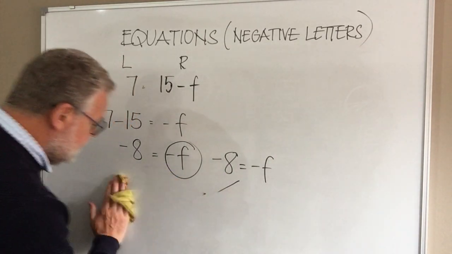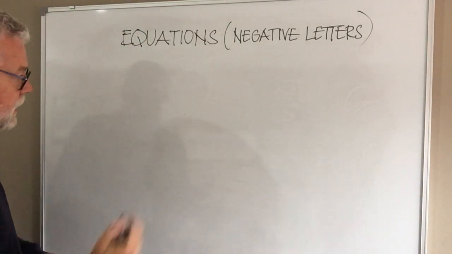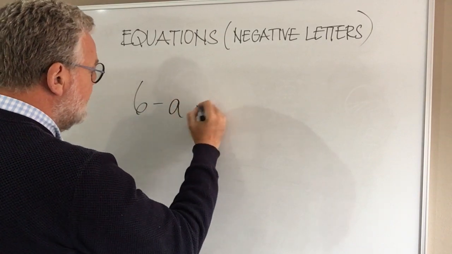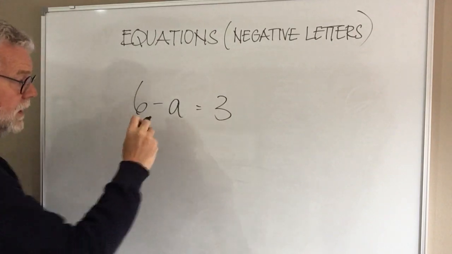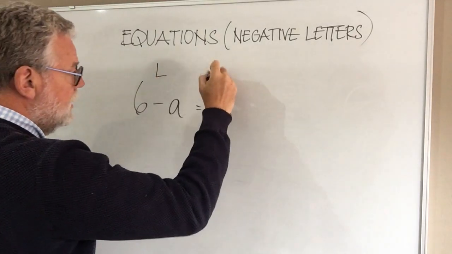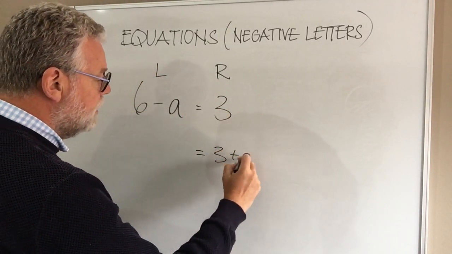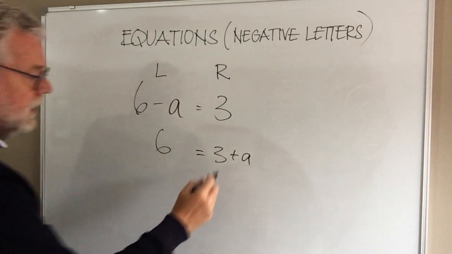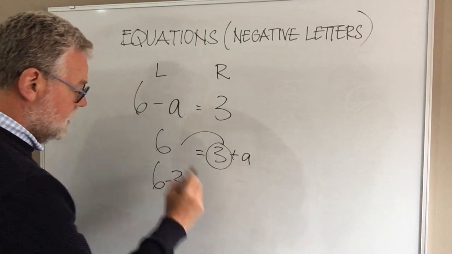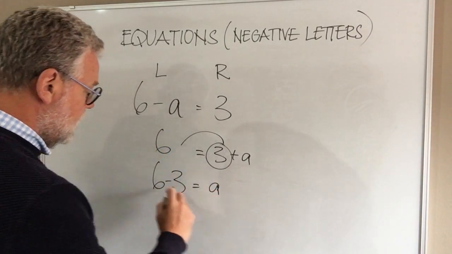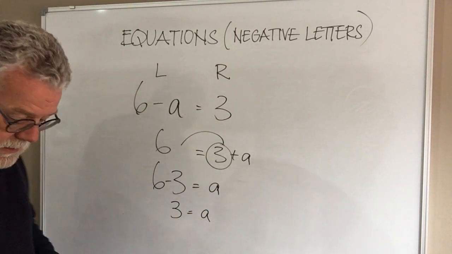Okay, so let's just have a look at another quick example of one of those. Let's say this time 6 minus a equals 3. Remember, my advice is to make your letter positive. We've got to do that by changing the side from the left-hand side to the right-hand side. Let's do that. So we now have 6 equals 3 plus a. To get the value of a, we move the 3. We've got to change the sign, therefore we change the operation. So 6 take away 3, 3 is a. And 3 is a is the same as a equals 3.